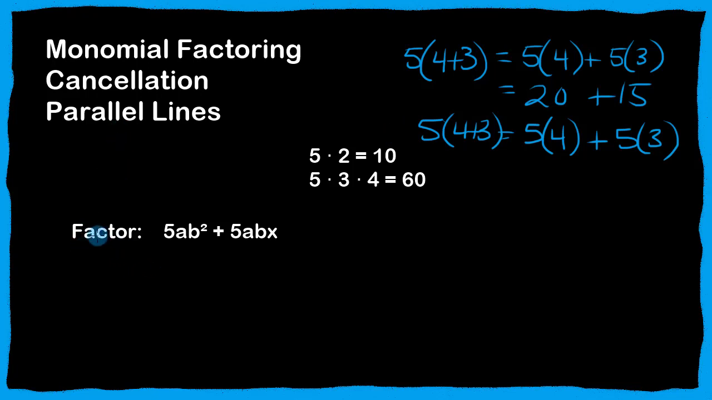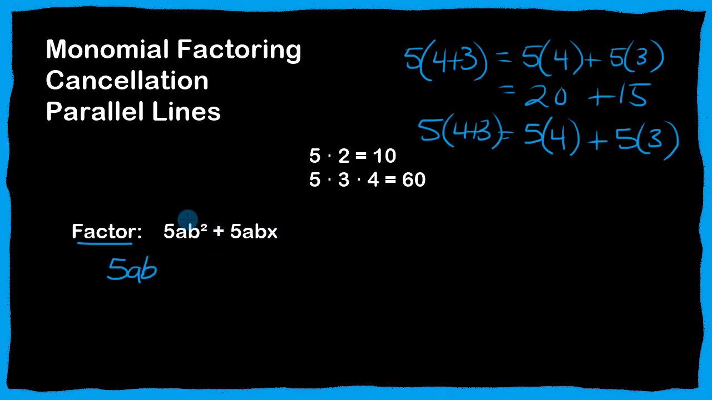So right here, we're going to try to factor this expression. What is the greatest common factor of 5a times b squared plus 5abx? We can see they both have a 5, so our greatest common factor is going to include a 5. They both have 1a. They both have at least 1b. Now, if this was b squared, we could say b squared is part of the greatest common factor, but this actually only has 1b, so the greatest common factor is going to be just a b.